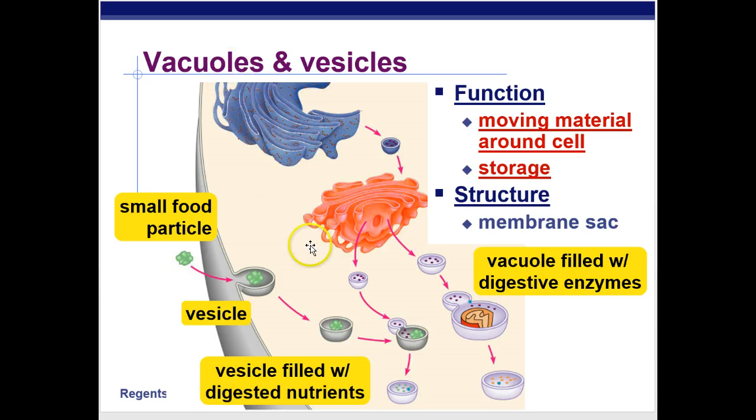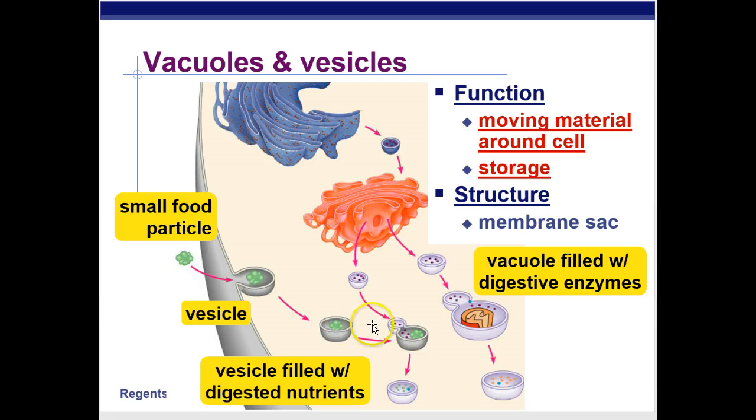Vacuoles tend to be places where items can be stored, as well as vesicles. Vesicles are also good for transporting items within a cell. It's like a little package. For instance, this cell has just taken in a small food particle and has made a vesicle around it using its lipid bilayer.